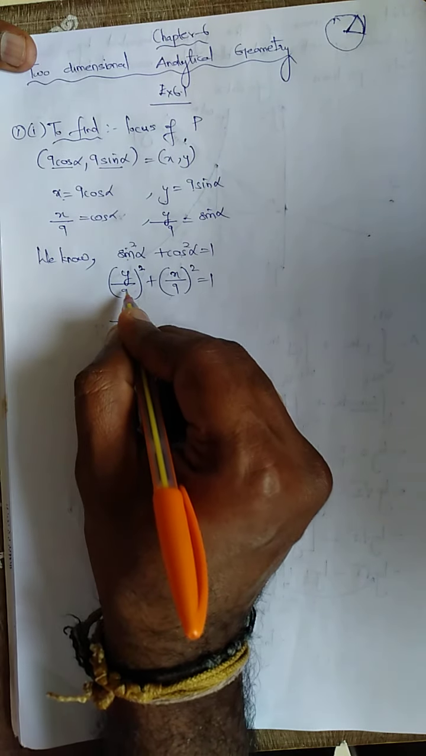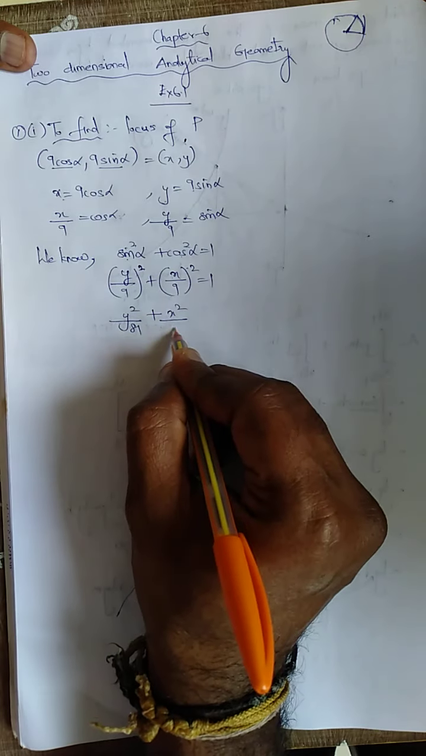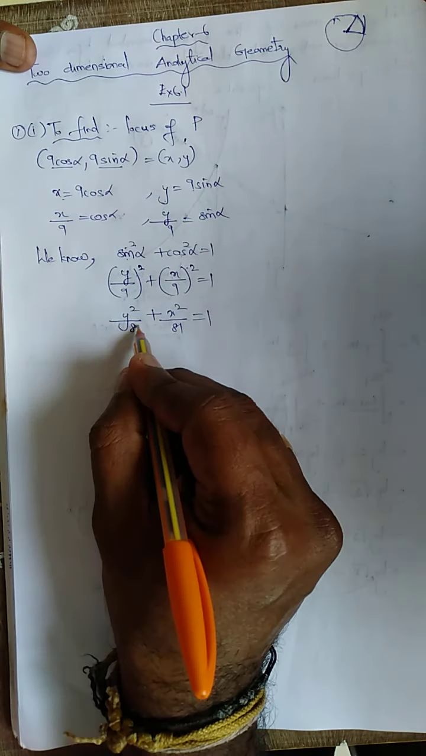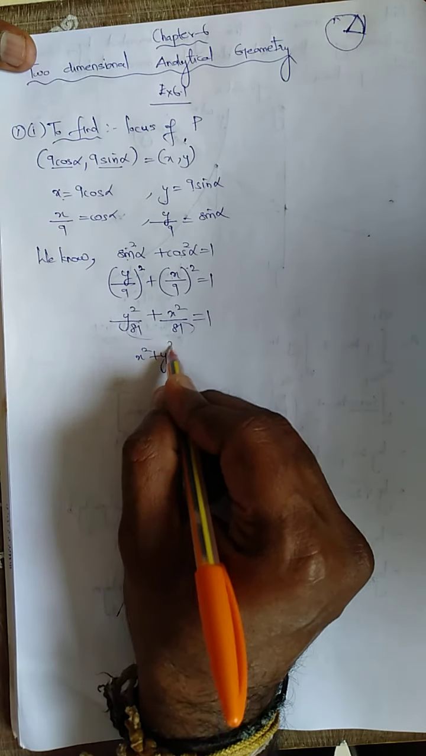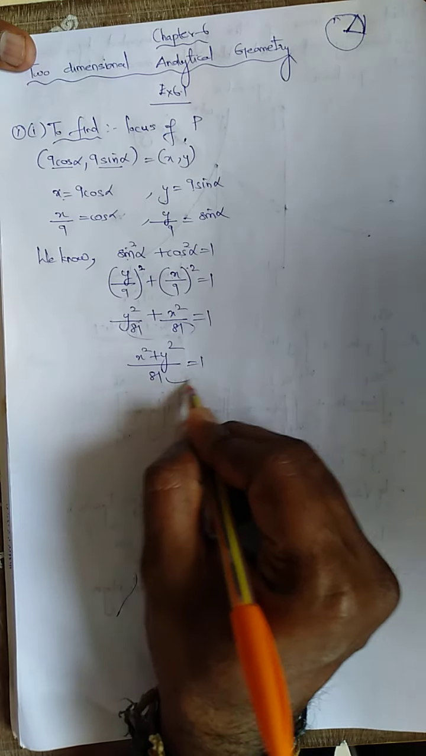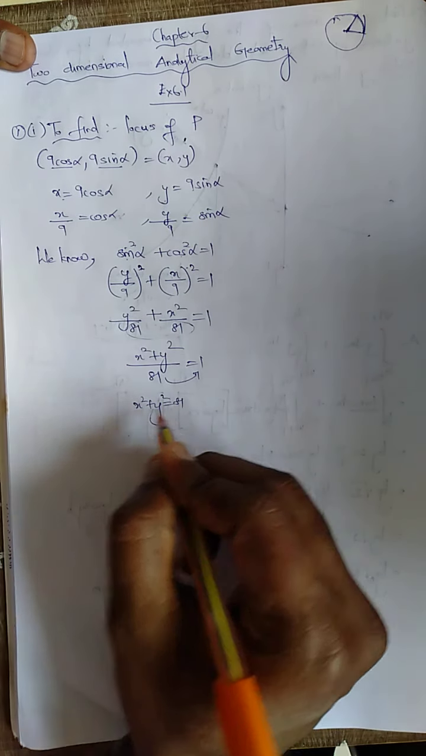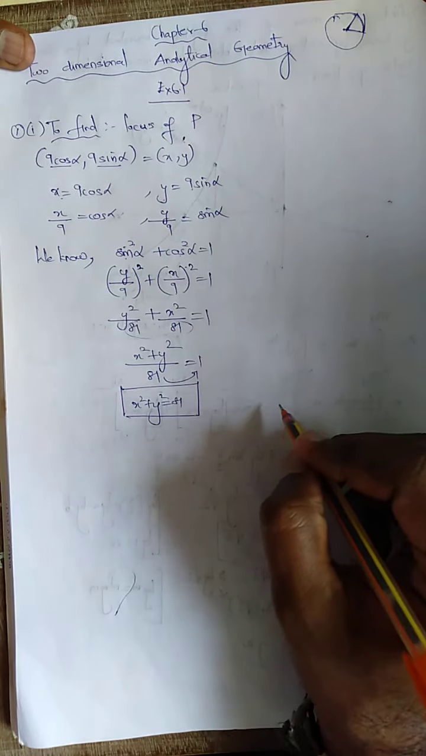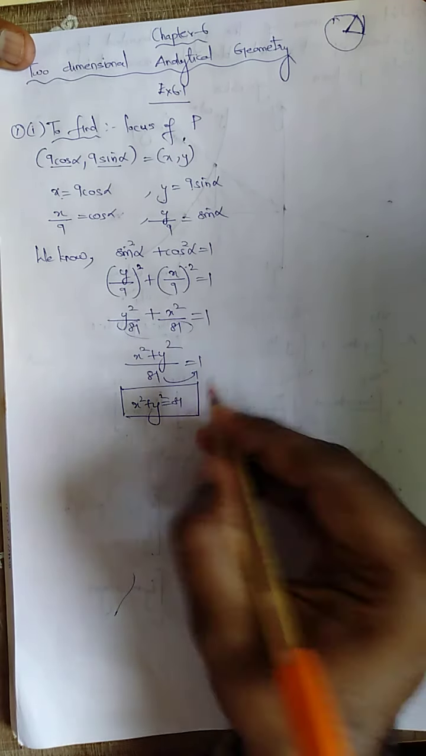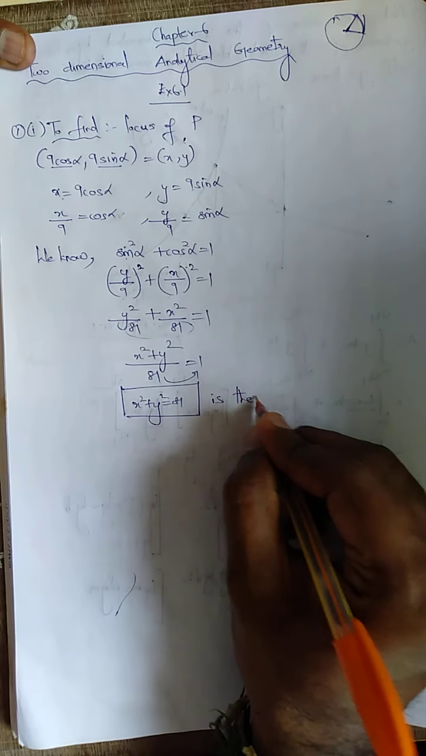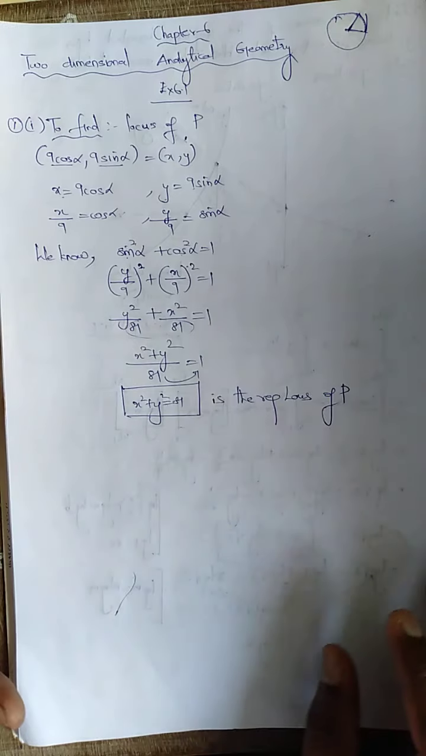y the whole square is y square, 9 the whole square is 81, x the whole square is x square, 9 the whole square is 81, equal to 1. Since 81 is common, we can write x square plus y square by 81 equal to 1. 81 moves across, so x square plus y square is equal to 81. This is the required locus of P. The first subdivision is over.